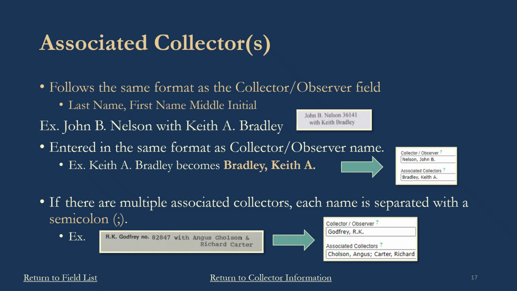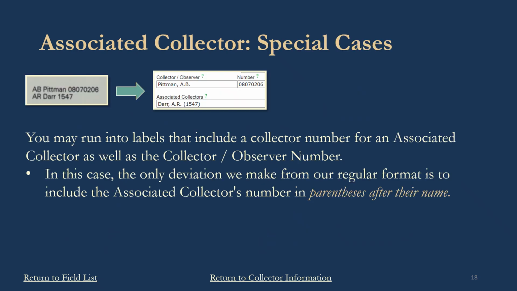For more than one associated collector, separate names using a semicolon. This is a little bit more rare, but some labels will include an additional collector number for the associated collector as well. In these cases, the only deviation that we make from the format that we use for associated collectors is to include the associated collector number in parentheses after their name.